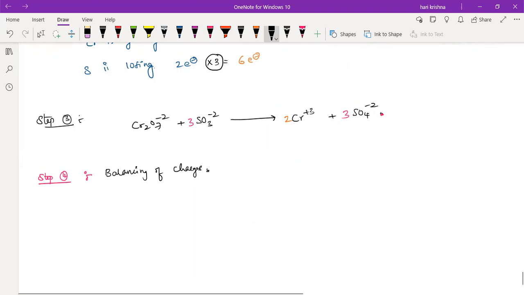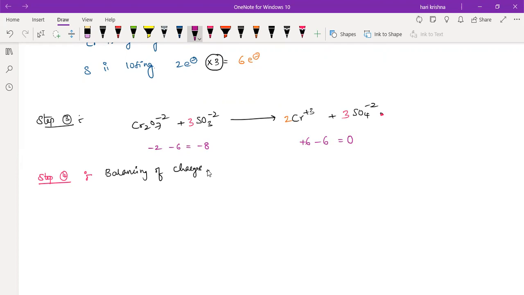If you take here, overall it is a -2 charge. 3 into 2, how much? -6. So overall on this side, -8 is there. What about this side? 2 into 3, +6. 3 into -2, -6. So +6 and -6 equal 0. So on the right side you have 0 charge, on the left side you have -8.